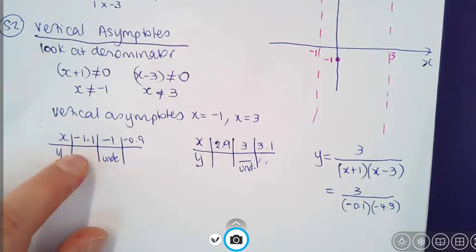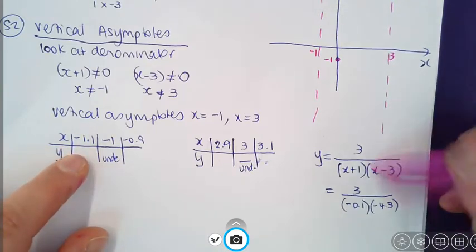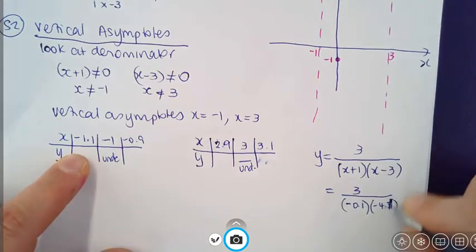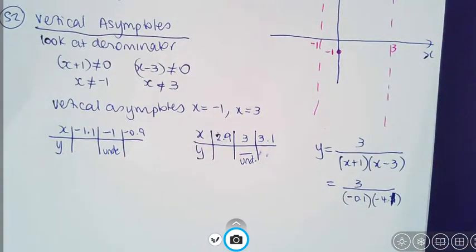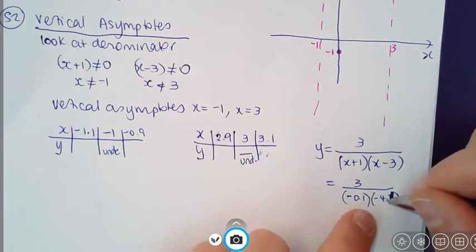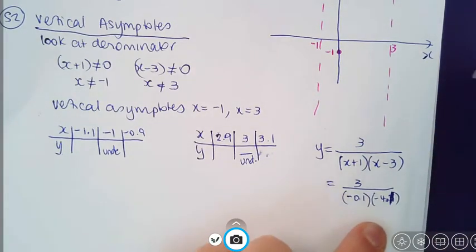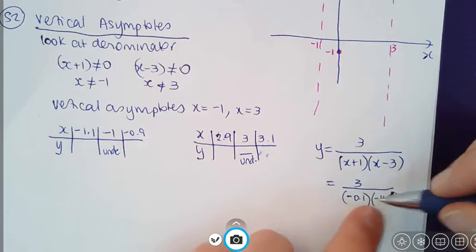Actually, just work it out if you want. Negative 4.1. So 3 divided by, you don't need to put the 2 negatives in either. That's a waste of time because a negative times a negative is a positive. It's 3 divided by 0.41. What do you get? About 12? Oh, no, 7? I don't know. 3 divided by 0.1 times 4.1.